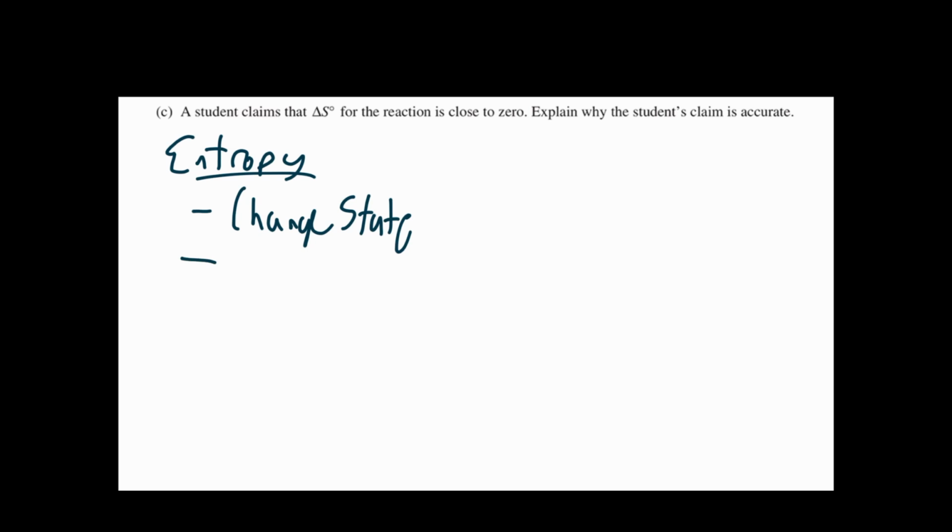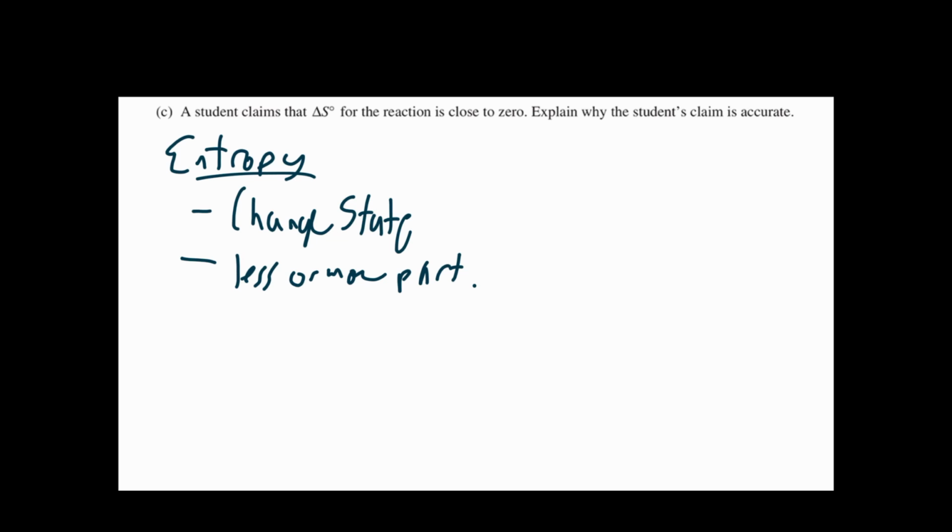So we have to agree with the student's claim here. We're not given an option. Let's think about what entropy changes. Entropy changes if you have a change in state, or if you have less or more particles. Here we have neither. We know that they're both in the gas state, and we're not changing the number of particles.